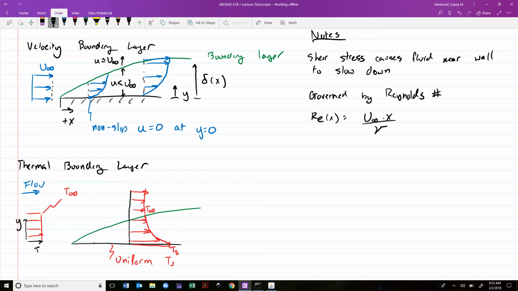And so once again, analogous to the velocity one, we would say that we have some delta T, which indicates the thickness of this thermal boundary layer. And inside, we know that T is going to reside between the surface temperature and the free stream temperature. And outside, it's going to be approximately equal to the free stream temperature. Let me move some stuff around here so it's less crowded.